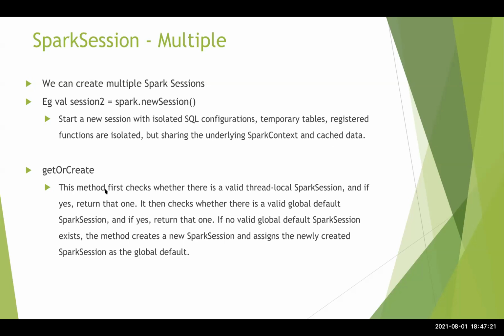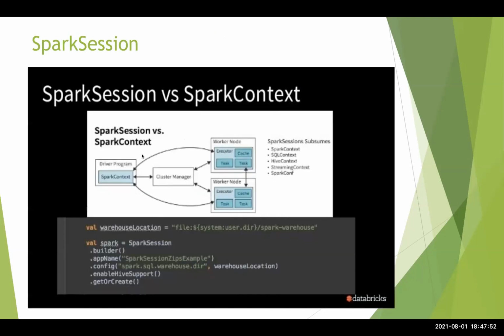Get or create. This method first checks whether there's a valid thread-local Spark session. If yes, it returns that one. If not, it then checks whether there's a valid global default session. If yes, it returns that one. If no valid global default Spark session exists, the method creates a new Spark session and assigns the newly created Spark session as the global default. Basically, in layman's terms, if the Spark session already exists, it gives it to you. If it does not exist, it creates it and gives it to you. So that's what get or create does.